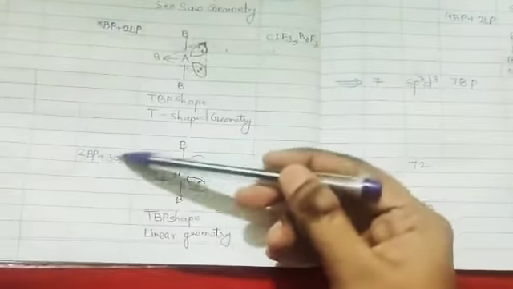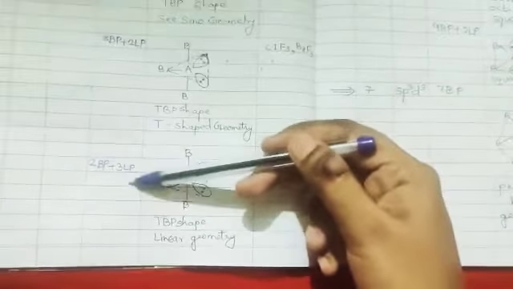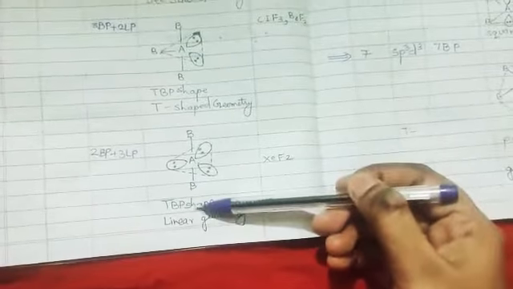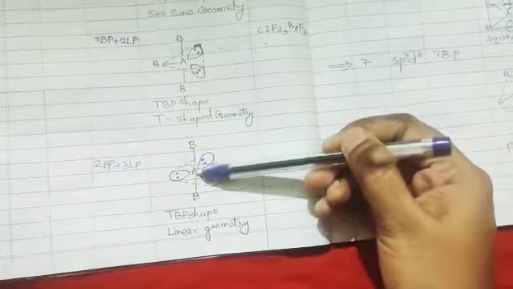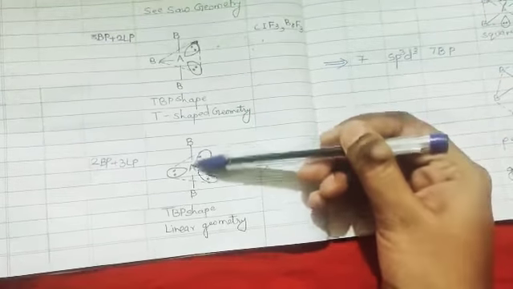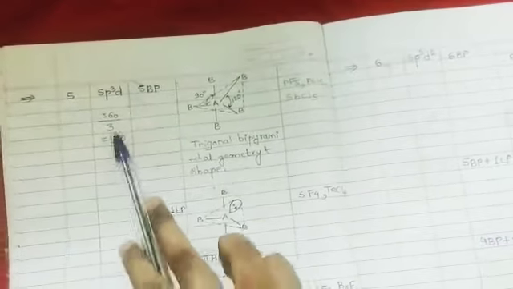Next is 2 bond pairs and 3 lone pairs. This is the last kind of possibility of a 5 hybridized orbital molecule. 3 lone pairs and 2 bond pairs. Trigonal bipyramidal is the shape. Linear is the geometry, because we have to consider only bond pairs. So it is in a single line, a linear shape. So with this we have seen the angles, and everything is sorted here.